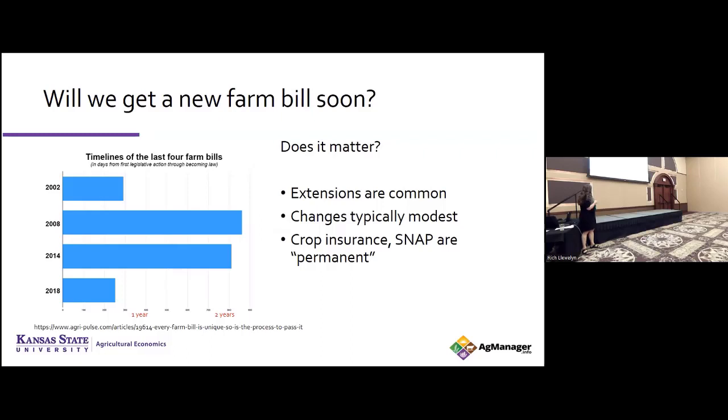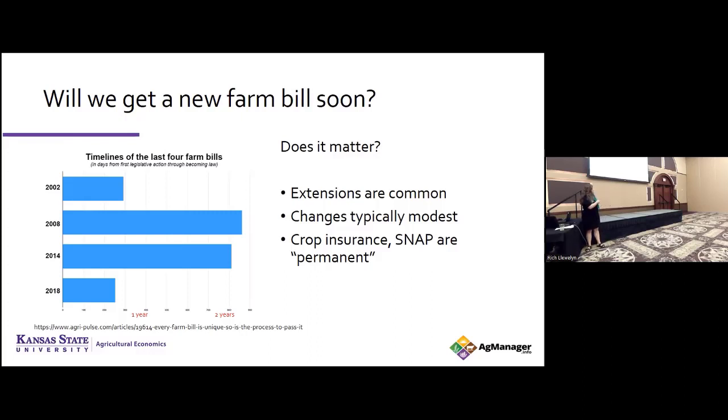So it can take over 2 years. So 2008 and 2014 both took a long time. By the time 2018 came around, I was saying, no, it's not going to happen, but it did. So the 2018 was pretty smooth going in terms of a Farm Bill, but extensions are pretty common as well. A lot of Farm Bills, the changes are relatively small.